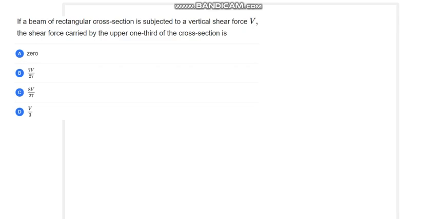Hello friends, here we are having one question of rectangular section beam. Here it is given that at a rectangular cross section the vertical shear force is V, and it is to be found out what is the shear force acting on 1/3 part of the cross section of the beam. So if we draw the cross section of the beam, it is like this.